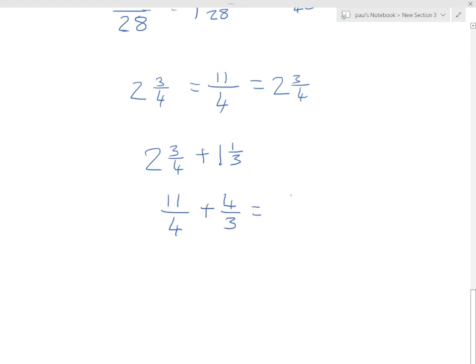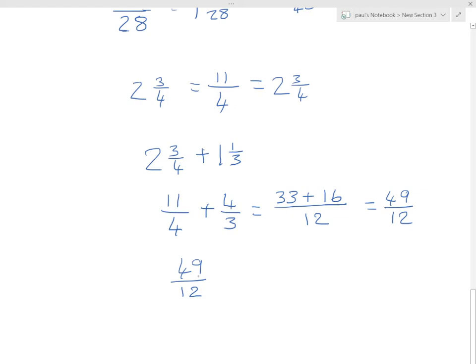Now, do the routine we did by multiplying the 4 and the 3 together to get 12. Cross multiply to get 33. Add 4 4s are 16. And that gives you 49 over 12. Right, so we've got 49 over 12.